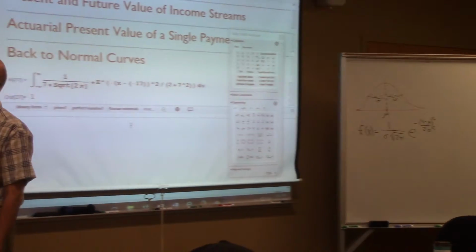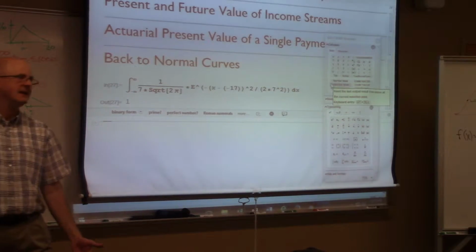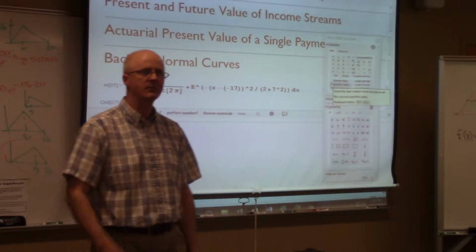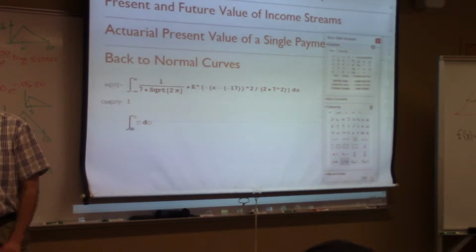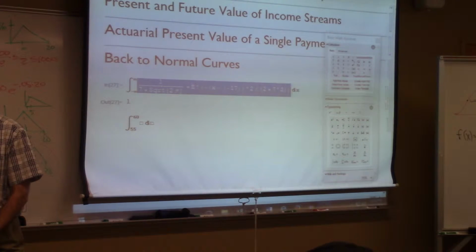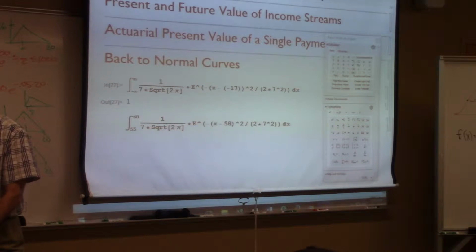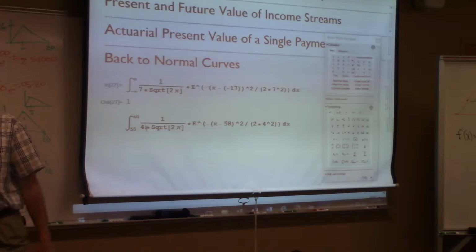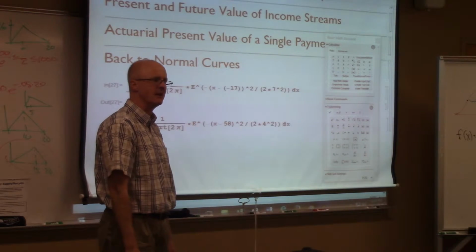If mu is 58 and sigma is 4, to find, for example, the probability that a randomly chosen car is going between 55 and 60 kilometers per hour, you would integrate from 55 to 60 this function, with the appropriate value of mu and the appropriate value of sigma, mu was 58, sigma was 4. This would be the probability that a randomly chosen car is between 55 and 60 kilometers per hour.